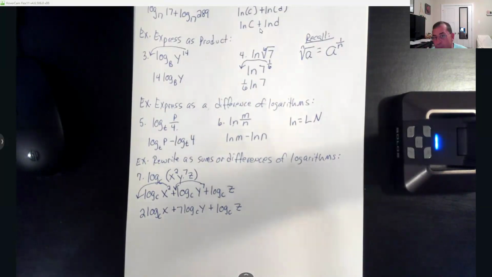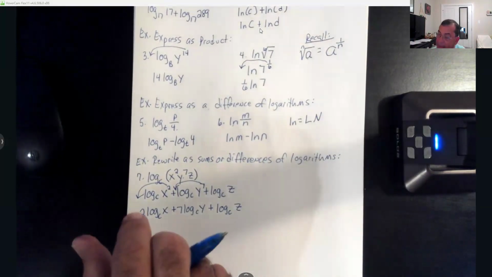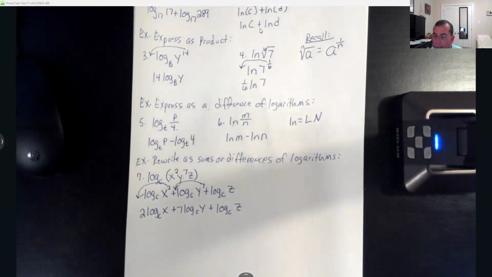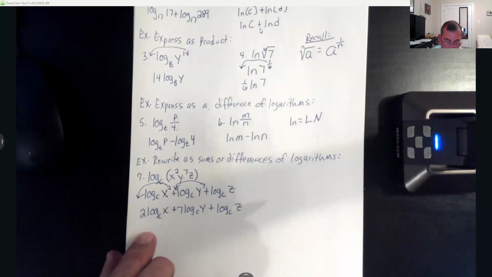So if you notice, y'all, these properties are just doing a bunch of rewriting, but that's going to help us when we solve the actual equations, okay, in 9-6. All right, y'all, so let's move on to number 8.